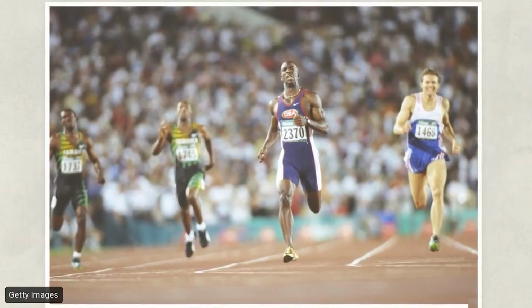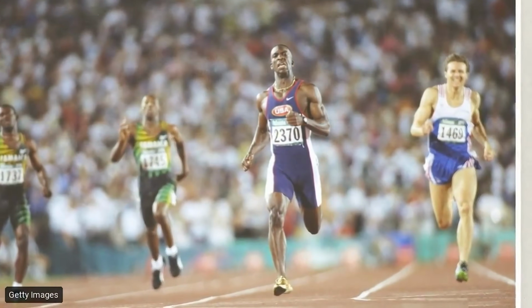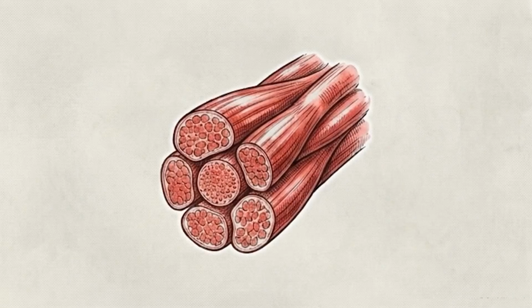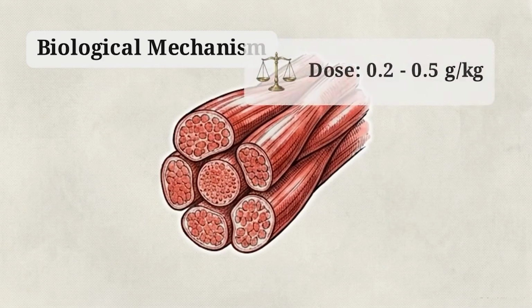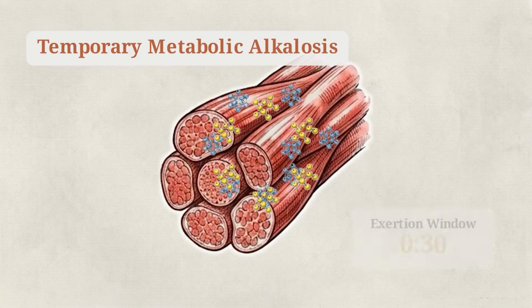When we shift this chemical analysis to human physiology, we see a compound used under highly specific, clinically validated protocols. The International Society of Sports Nutrition confirms sodium bicarbonate improves performance in high-intensity athletics, like sprinting and combat sports. The biological mechanism is exact. A precise dose of 0.2 to 0.5 grams per kilogram of body weight induces temporary metabolic alkalosis. This buffers the buildup of intramuscular lactic acid during extreme exertion windows lasting between 30 seconds and 12 minutes.